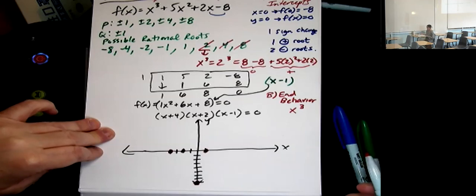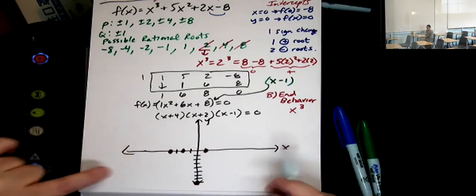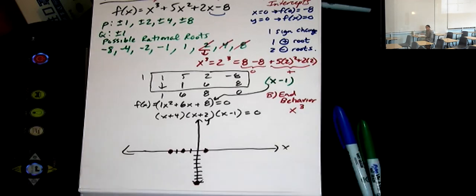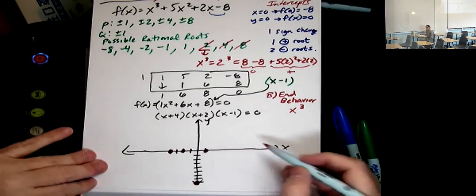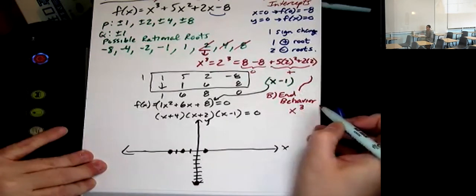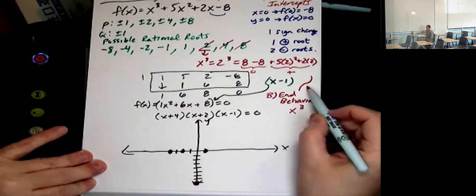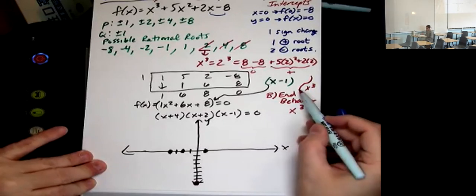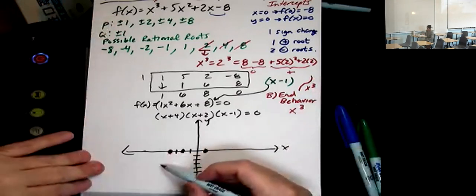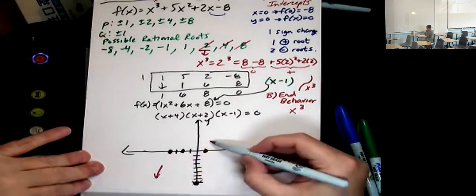So for odd ones, they point in opposite directions, either left one's down and right one's up, or opposite. When it's positive, you think about how x cubed normally looks all by itself. That's a positive x cubed right there. So it has a left down and a right up, and ours is positive as well. So we're going to have a left down and a right up.